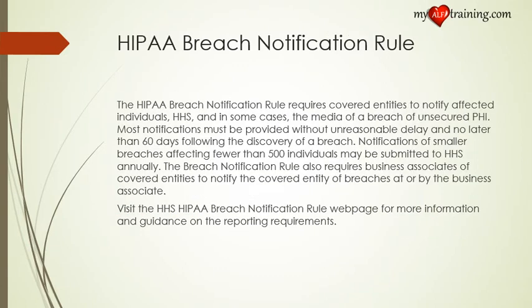HIPAA Breach Notification Rule. The HIPAA Breach Notification Rule requires covered entities to notify affected individuals, HHS, and in some cases the media of a breach of unsecured PHI. Most notifications must be provided without unreasonable delay and no later than 60 days following the discovery of a breach. Notifications of smaller breaches affecting fewer than 500 individuals may be submitted to HHS annually. The Breach Notification Rule requires business associates of covered entities to notify the covered entity of breaches at or by the business associate.